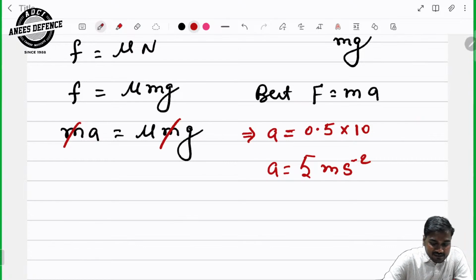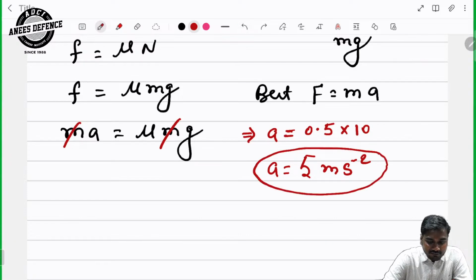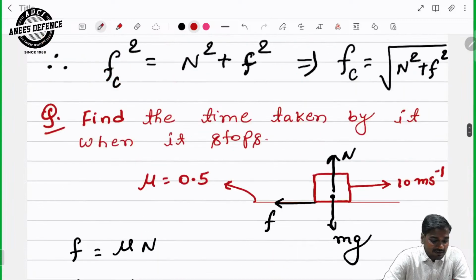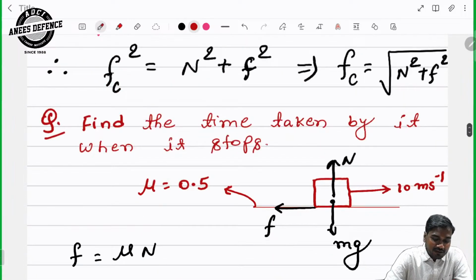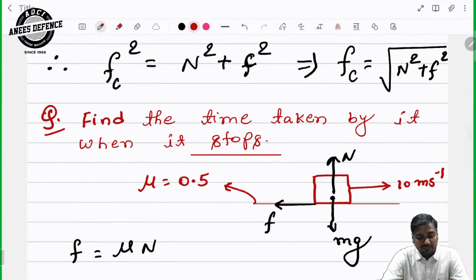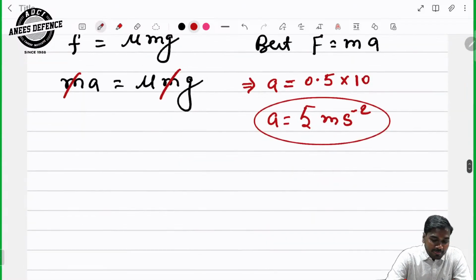But this is not acceleration. This is retardation. Why am I saying retardation? Because the object will finally come to rest. What they are asking is the time taken by it when it stops, meaning due to friction force that object will stop after some time. So this is not acceleration, this is retardation. Means acceleration will be negative.